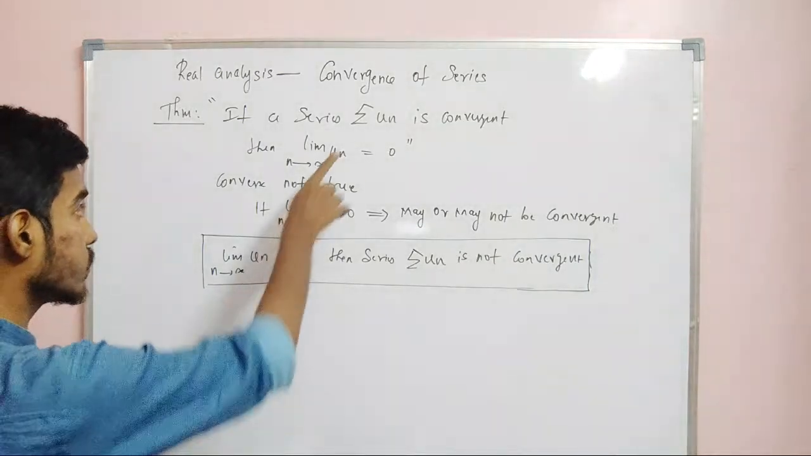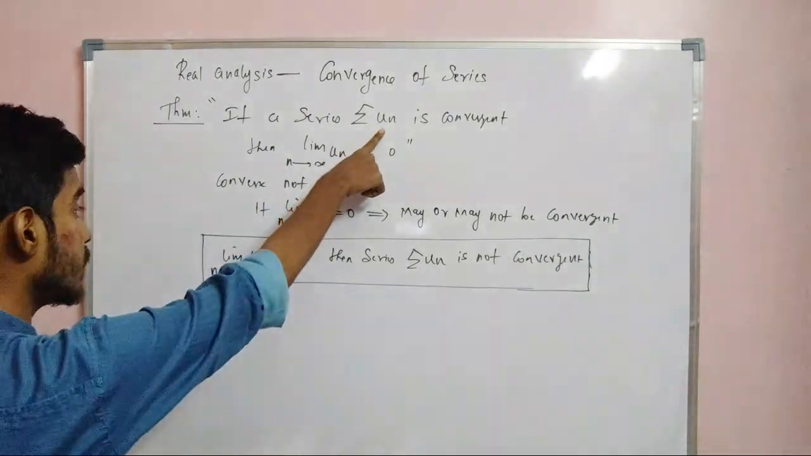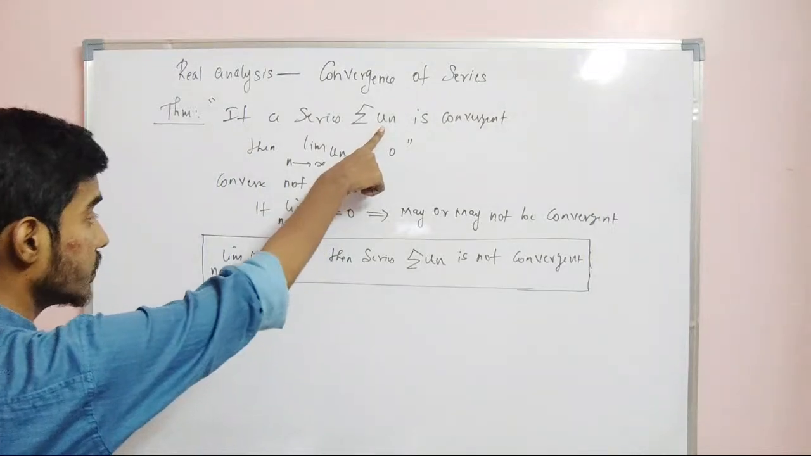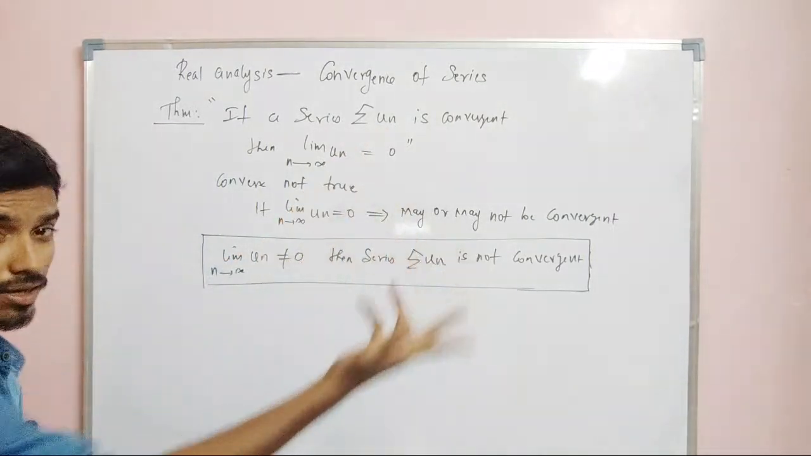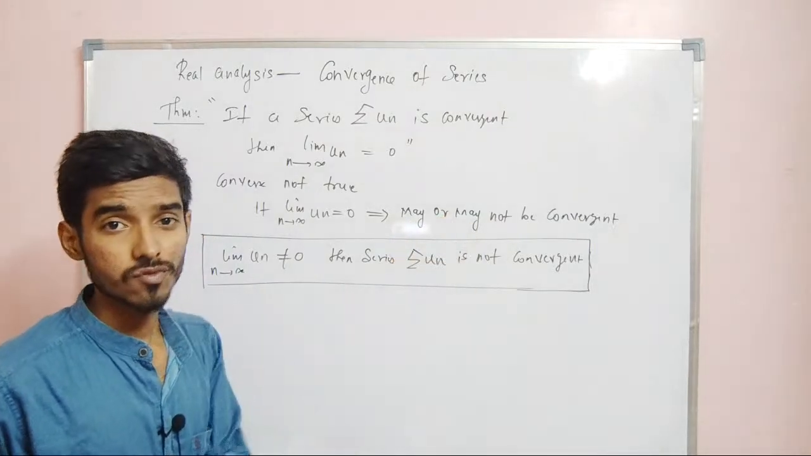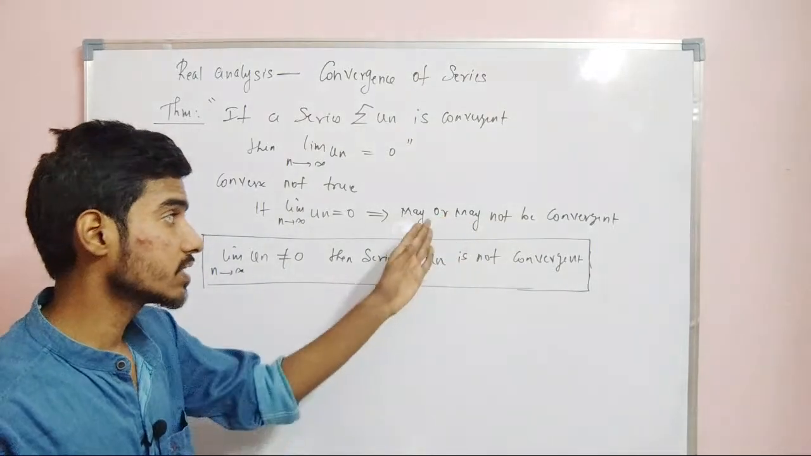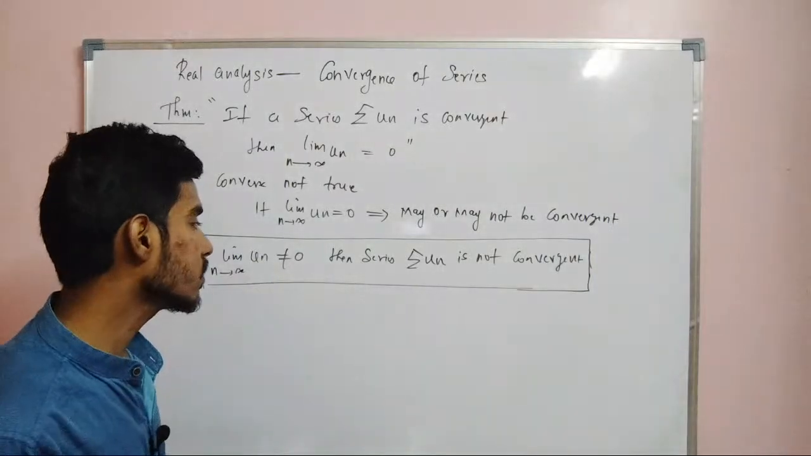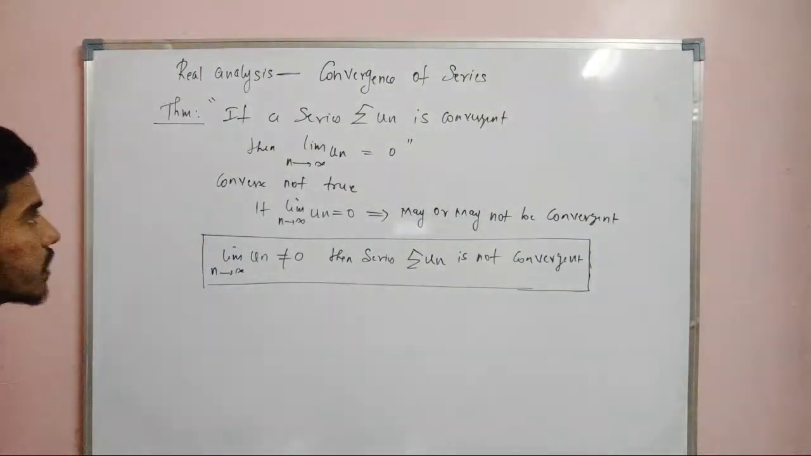For a given series, you just find the limit as n tends to infinity of un, and if it is equal to 0, then it may or may not be convergent. Then we need to use one of these tests to check whether it is convergent or divergent. If it is not equal to 0, then the series summation un is not convergent.